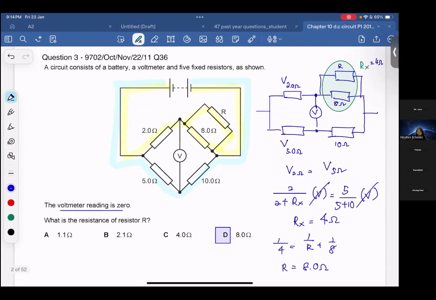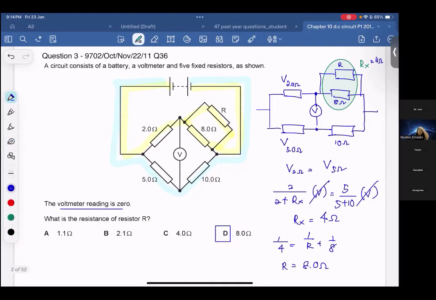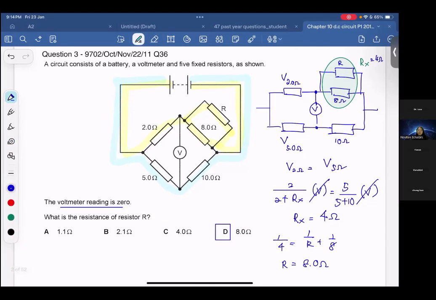This kind of question came out 2 times in these 5 years. Similar question. So you need to understand what the voltmeter reading means: potential difference is 0. So the answer is D. Yes, correct, dear. The answer is D. Okay, is it okay?